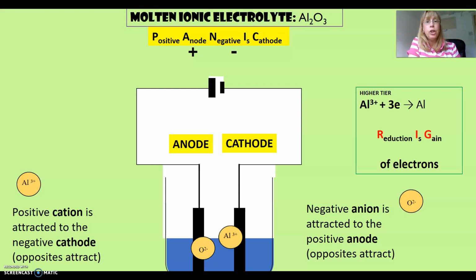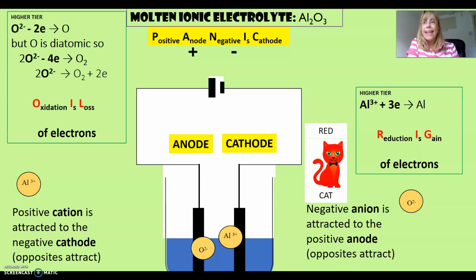Now, if you are in higher tier, you will need to know how to write ionic equations for the reactions that happen at the cathode and the anode. Ionic equations are ones where you show the electrons in the equation. So the positive aluminium ions are going to gain electrons that are flowing through the circuit to form aluminium atoms. In this case, where we gain electrons, we call it reduction, and we use OIL RIG, where reduction is the gain of electrons. Another useful memory hook is the RED CAT. Reduction happens at the cathode.